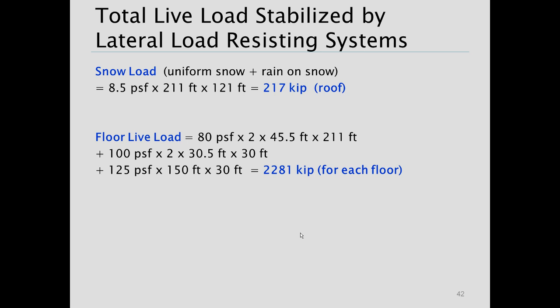And then floor live load, 80 pounds per square foot on the office areas, 100 PSF at our bay containing the stairs, 125 PSF on the 150 foot by 30 foot area in the middle of the building that we're assuming is designed for storage. And so we get a total at each floor of 2,281 kips.